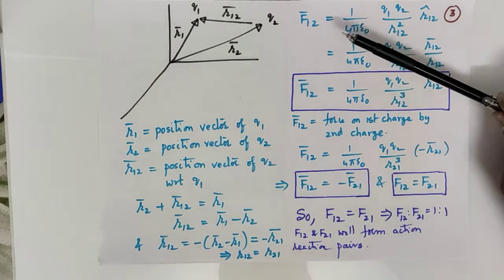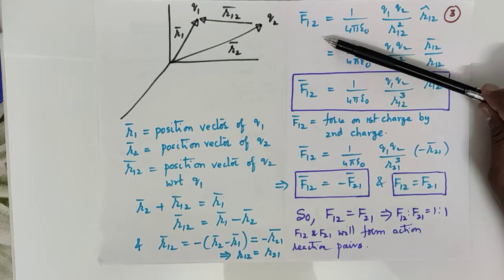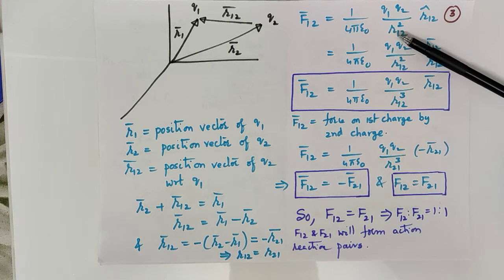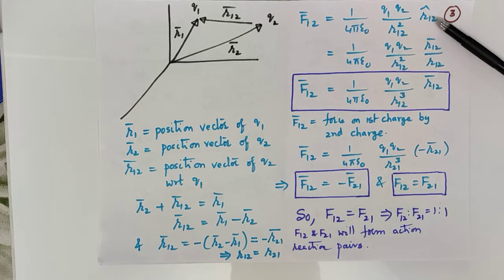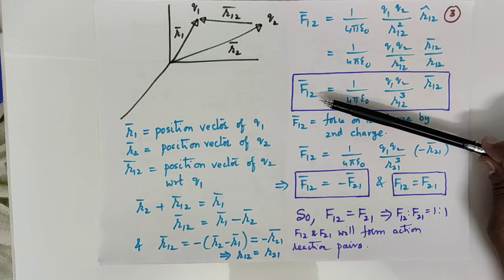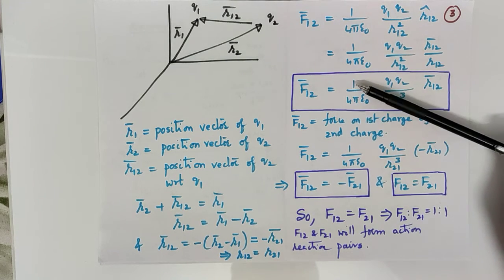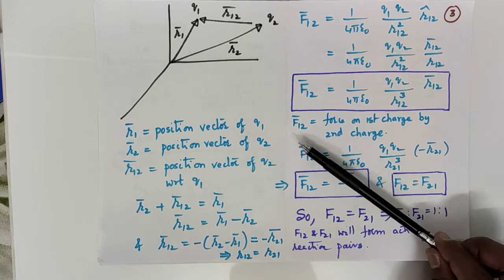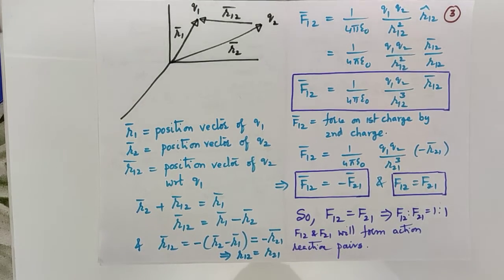Now, force acting on first charge by second charge is equal to 1 by 4 pi epsilon naught q1 q2 divided by r12 square into r12 cap. This r12 cap can be written as r12 bar divided by r12. So finally we have F12 bar is equal to 1 by 4 pi epsilon naught q1 q2 divided by r12 cube into r12 bar. What is F12? Force on first charge by second charge. But what is F21? Force on second charge by first charge.